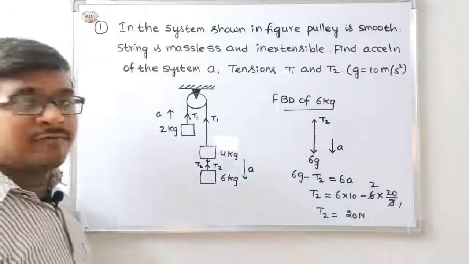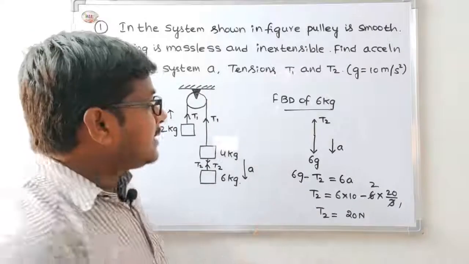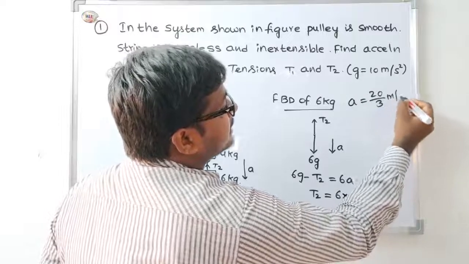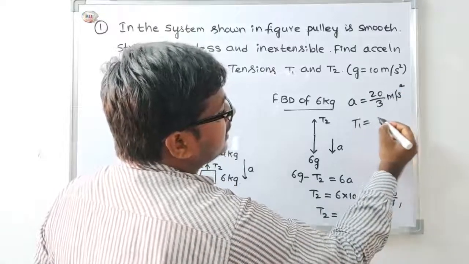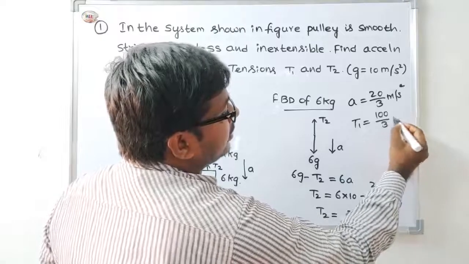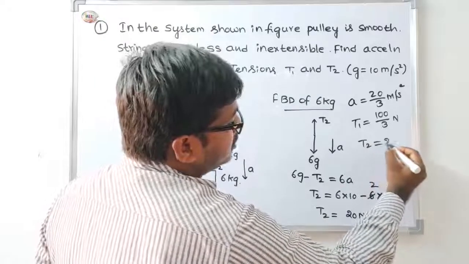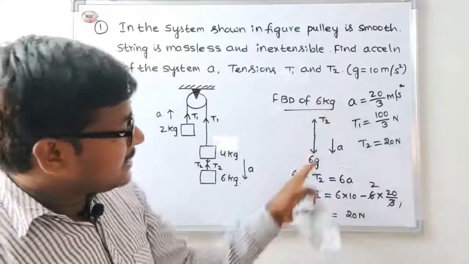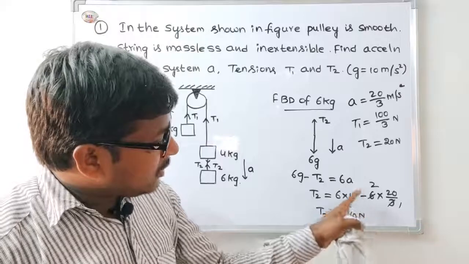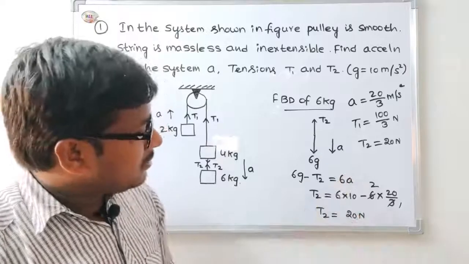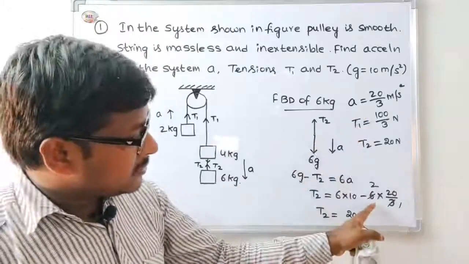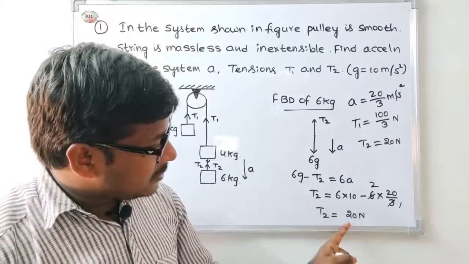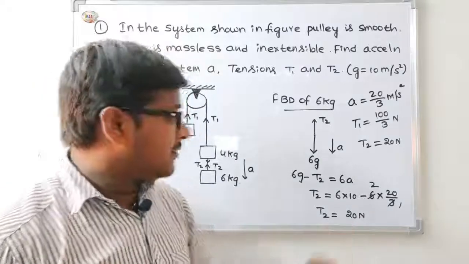This is the first problem. The acceleration A is equal to 20 by 3 meters per second squared, T1 is equal to 100 by 3 Newton, and T2 is equal to 20 Newton. T2 is equal to 6g, that is 6 into 10 minus 6 into A, where A is 20 by 3. So 60 minus 40 is equal to 20 Newton. This is the first problem.